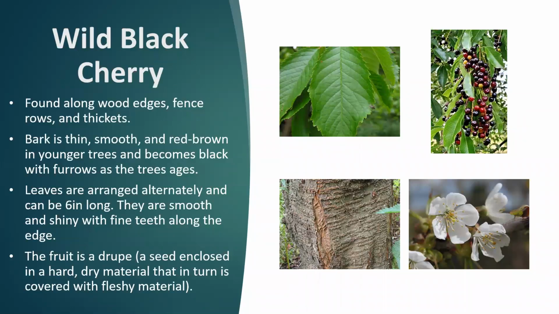Up next is the wild black cherry. And so this one is one of the harder native trees to identify, particularly when you're first starting out. It's typically found along wood edges, fence rows, and thickets. But the big characteristic I want to focus on for this one is looking at the bark of the tree. If you look at this bottom left picture, I want you to just look at it for a second and see what stands out. And I'll tell you what stands out to me is these horizontal structures that are running alongside of that tree.